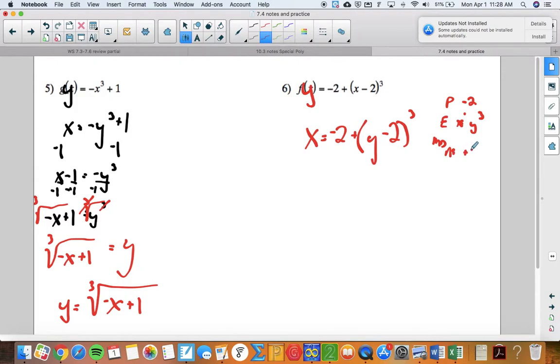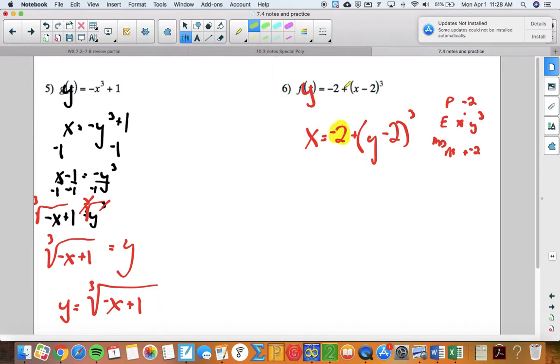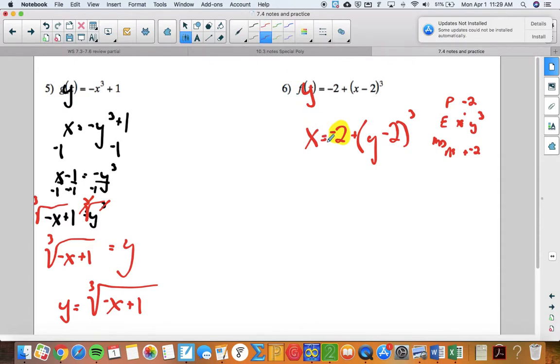But we are adding a -2 to it. So again, we undo our order of operations from the bottom up. So this -2 I have to undo first. So I'm going to add 2 to each side to undo that. So we get x plus 2 equals, in parentheses, y minus 2 cubed. So I've undone this. Now there's no multiplication or division to undo, so I undo cubing. How do you undo cubing? By cube rooting.